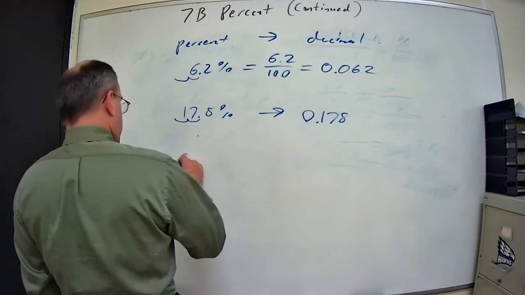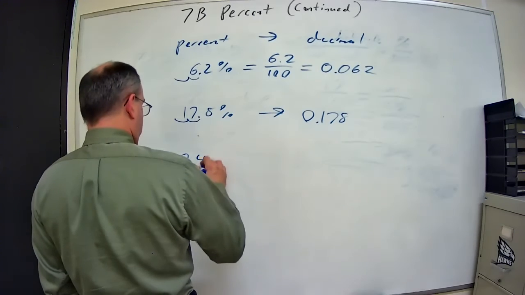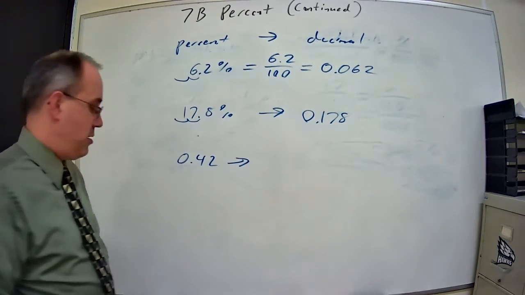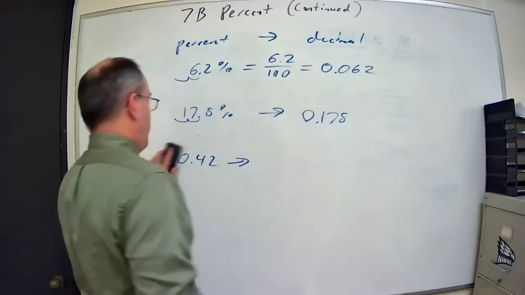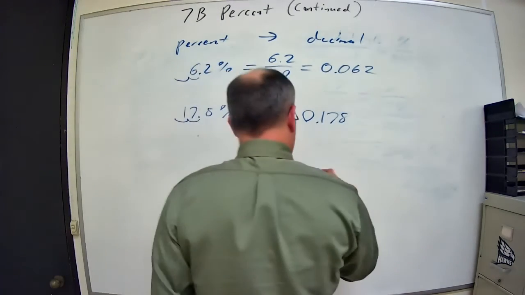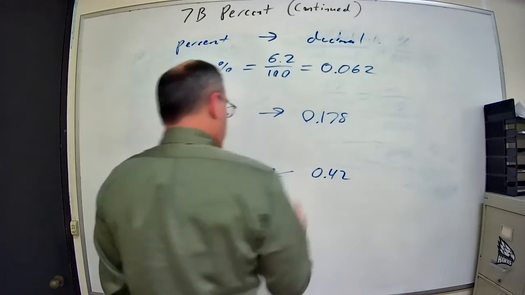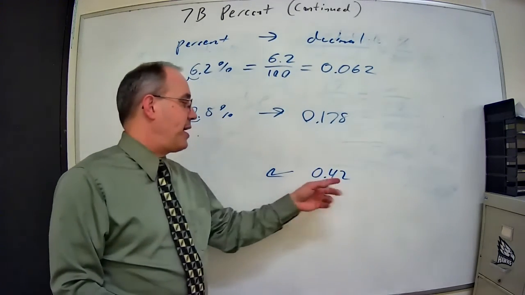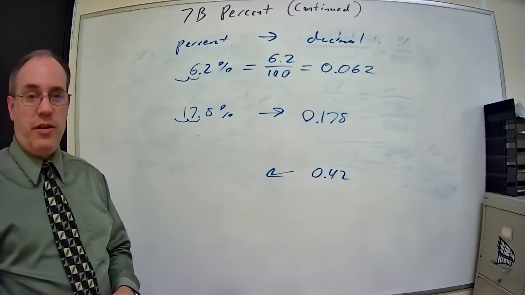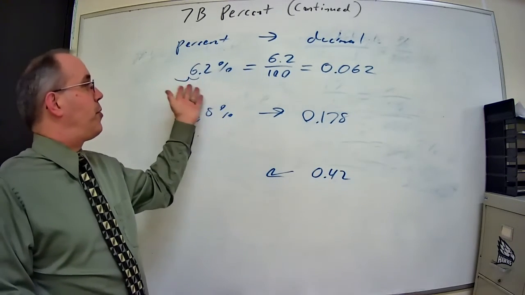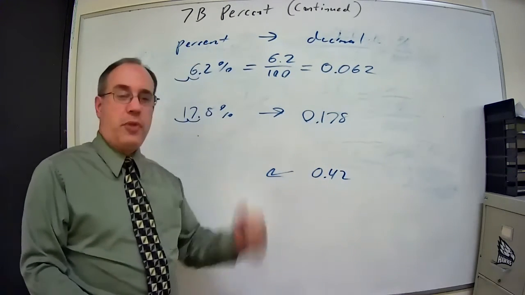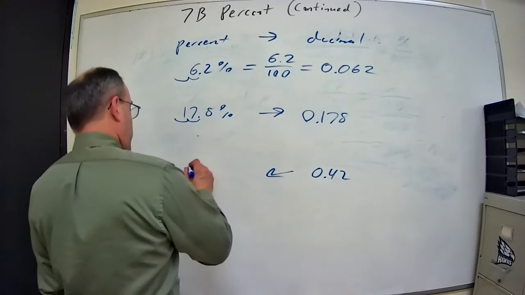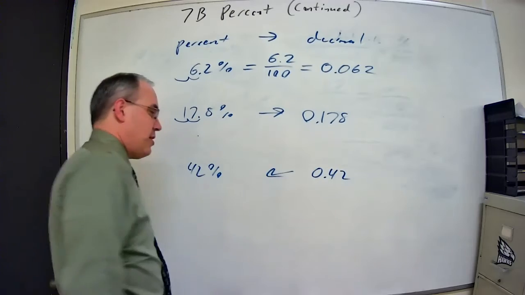If I have 0.42 and I want to convert that to a percent, I can do that by multiplying it by 100. We divided by 100 to get from a percent to a decimal. So if we multiply by 100, we go from a decimal to a percent, which gives us 42%.